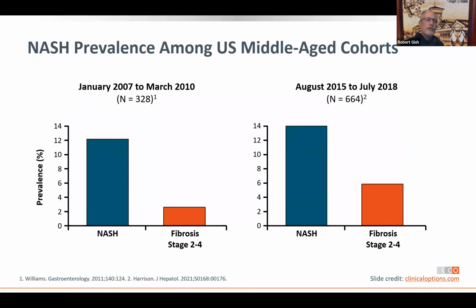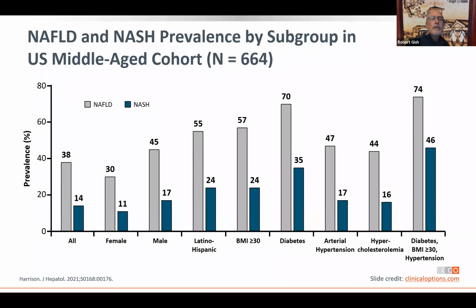This is prevalence of NASH, just talking about that among US middle-aged cohorts. So you're up in the 12%, 14% range here, but fibrosis stage 2 to 4, which is substantial, it's in the 6% range. That's a huge deal for a country with probably 270 million adults. This is by subgroup in a middle-aged cohort, where a lot of us are, like John and I. So BMI over 30, 60% of MAFLD, 24% have NASH. Once you have diabetes, BMI over 30, and hypertension, you're jumping up into 50% of patients.